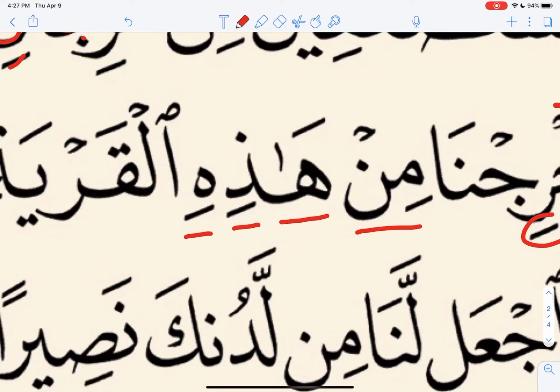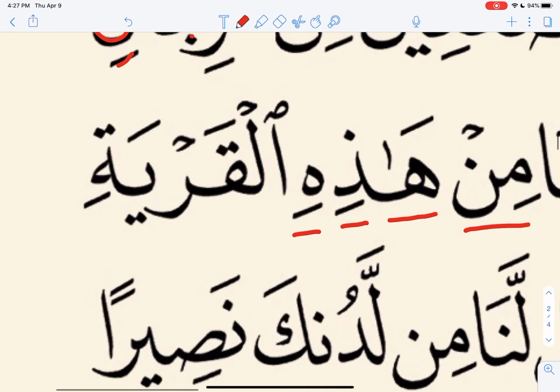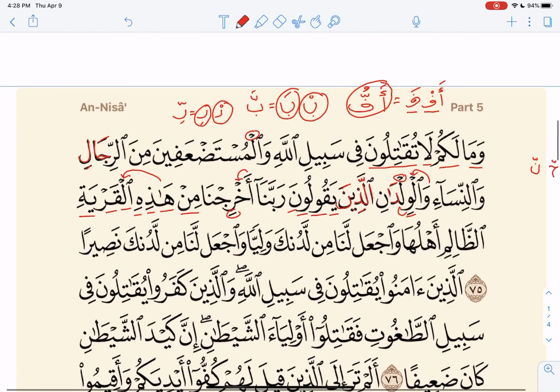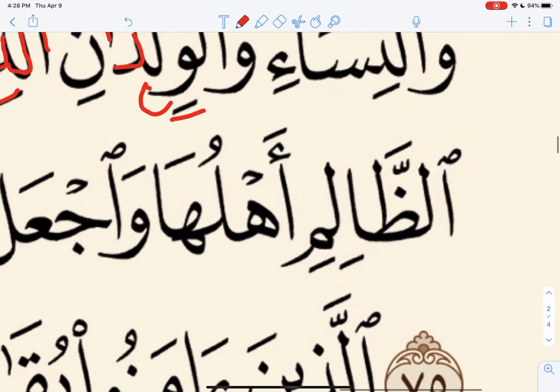Okay, here we have هذه القرية. We're going to connect this last word to this word so we can practice skipping that hamzat wasl. The first word was هذه. The second word was القرية. So we're going to say what? هذه القرية. Okay, let's continue taking one syllable at a time so we can save time.